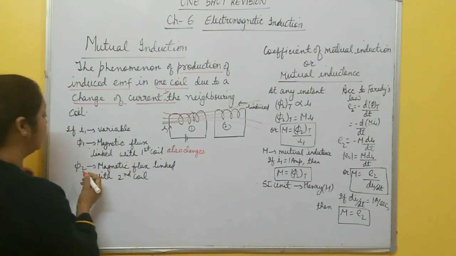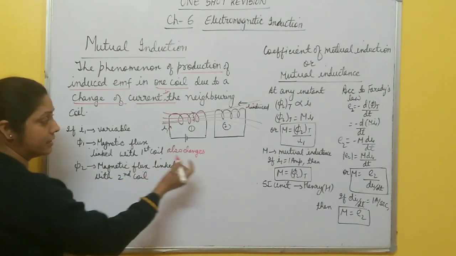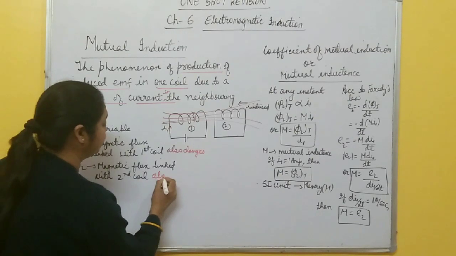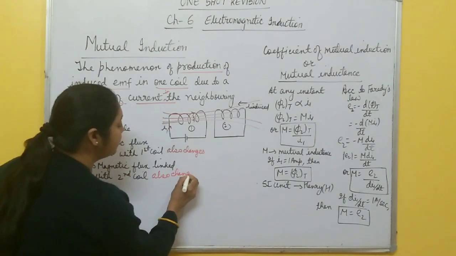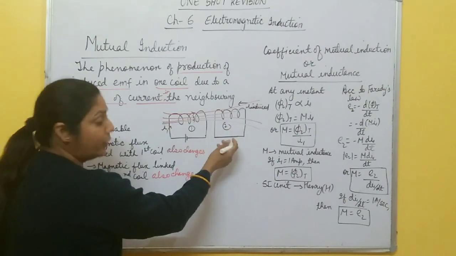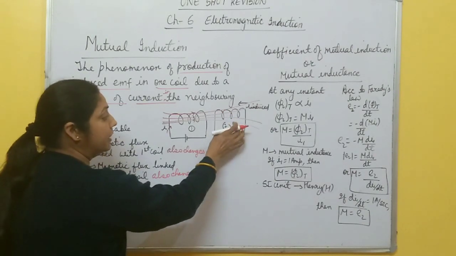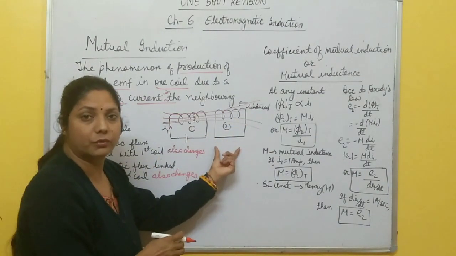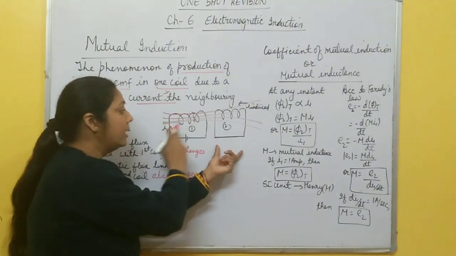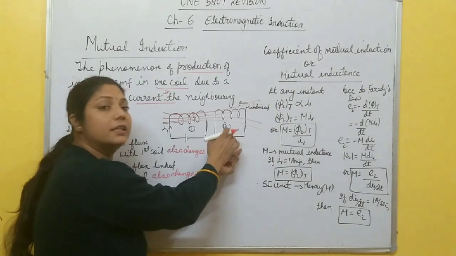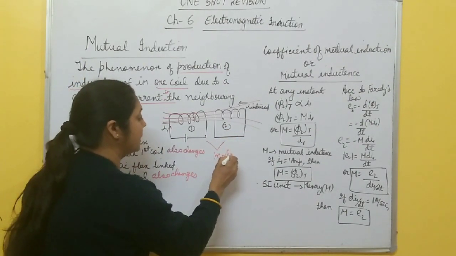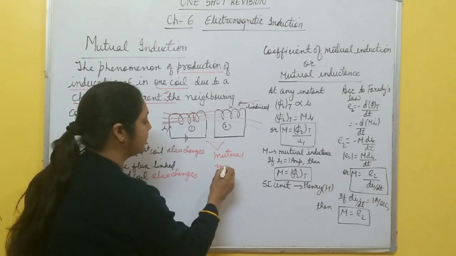and hence the magnetic flux linked with the second coil, which is kept near the first coil, also changes. And due to the change in magnetic flux in the second coil or neighboring coil, an EMF is induced in this second coil. So here current is sent in the first coil and EMF is induced in the second coil. This process is called mutual induction.